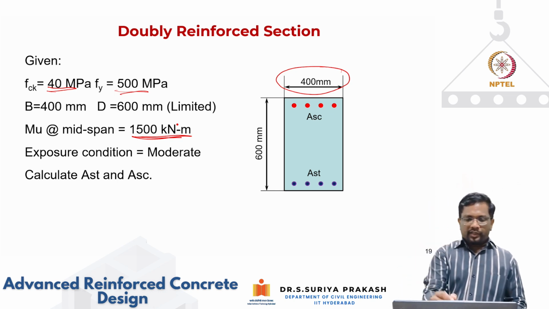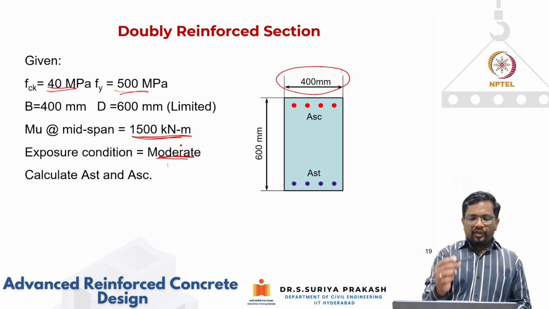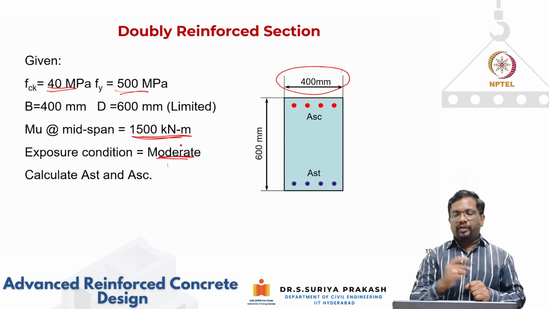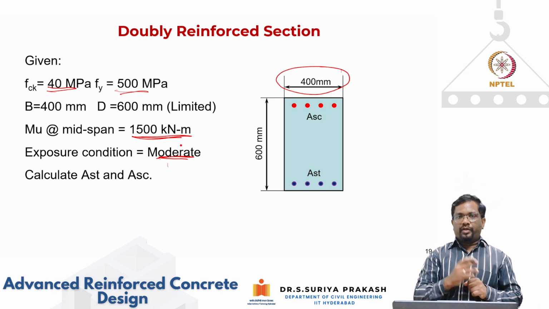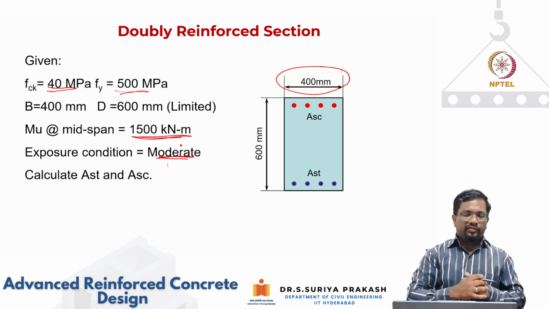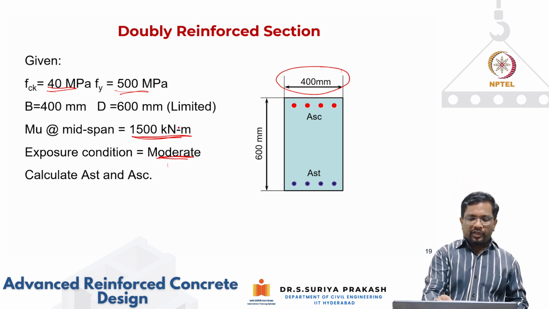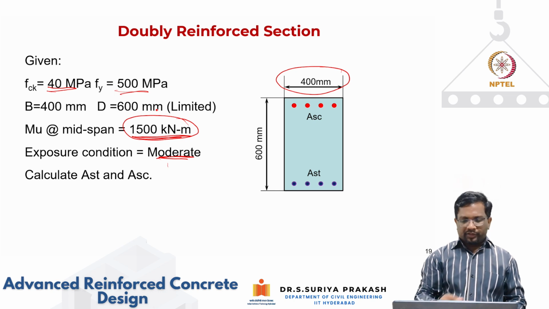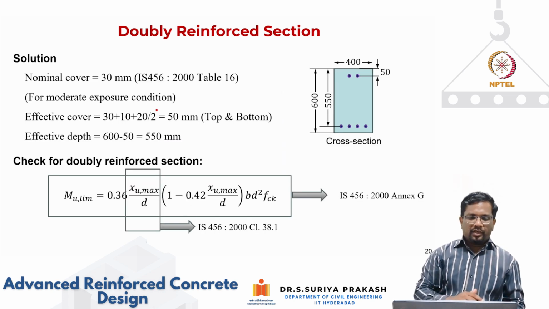Okay, again the exposure condition is the same, moderate, and we have seen in the previous case when we did the calculation, Mu limit came out to be about 646 kilonewton meter. So clearly the moment demand is higher than Mu limit for a singly reinforced section with these dimensions. Now let us see how we do that.